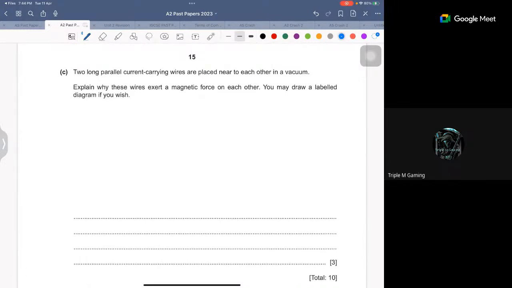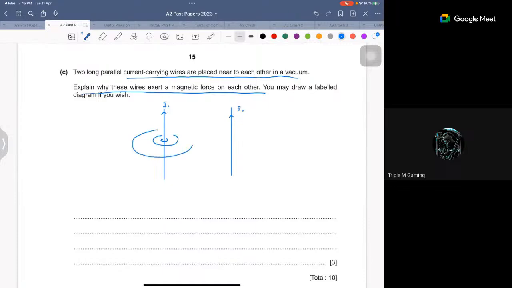Now, two parallel current carrying wires are placed near to each other in a vacuum. Explain why these wires exert a magnetic force on each other. You may draw a diagram. Okay, this wire, this wire. So if this has a current I1, this has a current I2. The field of this one, you draw by the grip rule, so you can make concentric circles. This will be the field. And obviously at some point, the field is going to go like this and interact with the other one. Let me make this wire closer to this, like that.